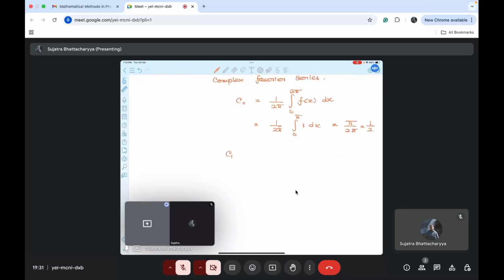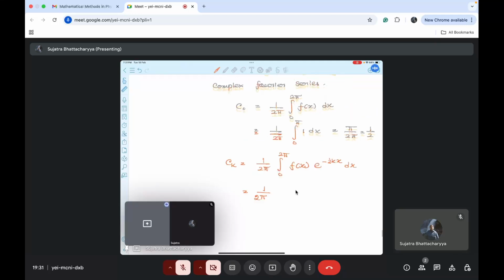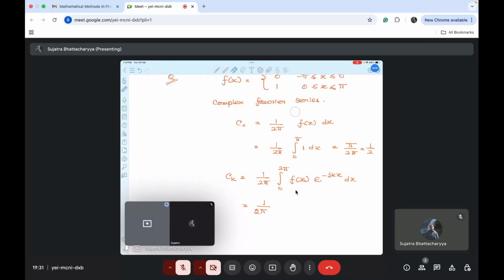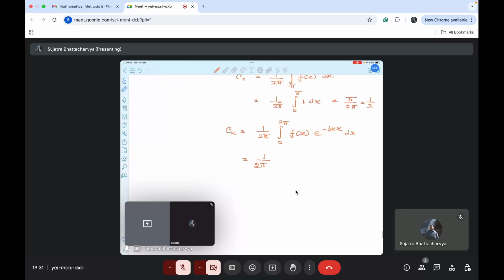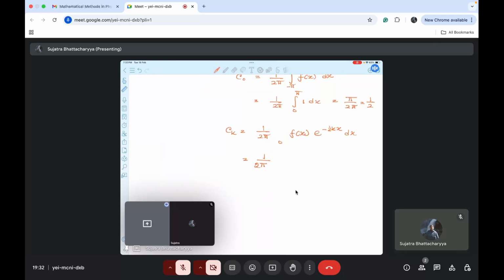What about Ck, which is 1 by 2 pi, 0 to 2 pi again, f(x) e to the power minus ikx dx. Correct? Here, minus pi to pi is not the right way of writing. Let me show you. It has already been given that the function is from minus pi to pi. So let's do the integration from minus pi to pi.